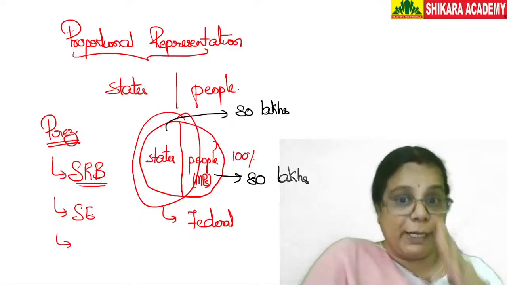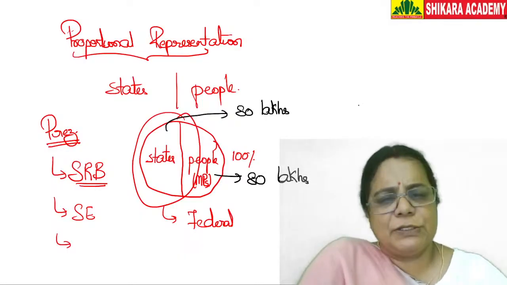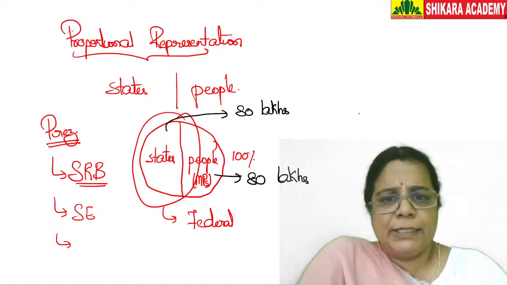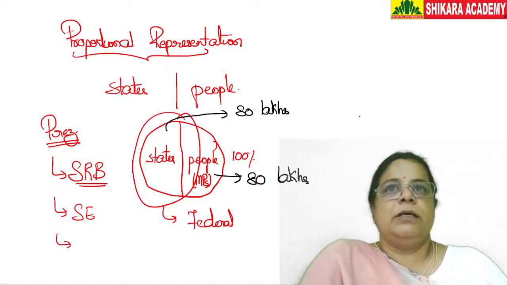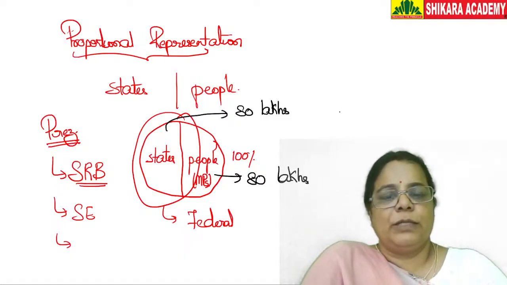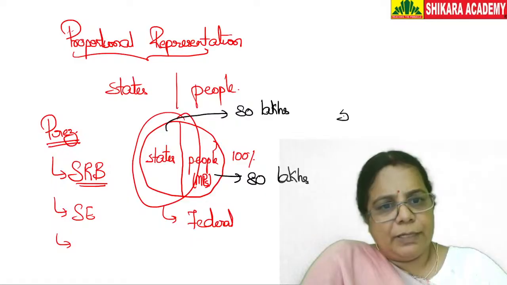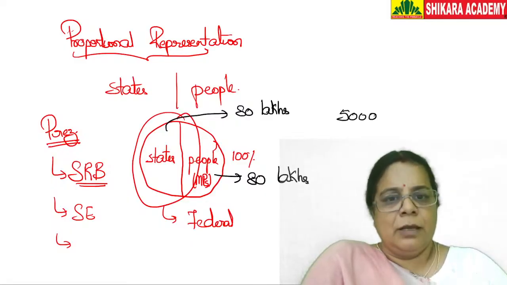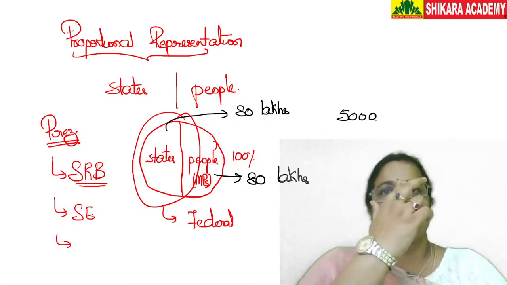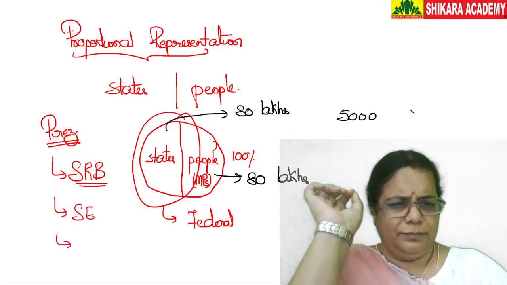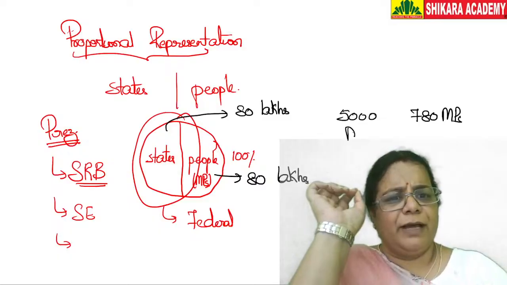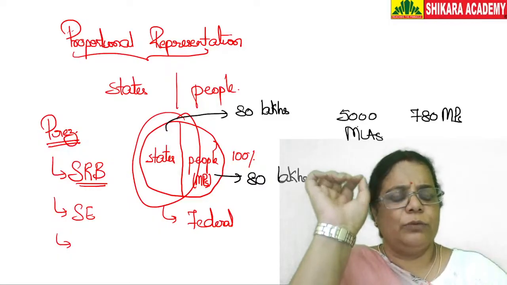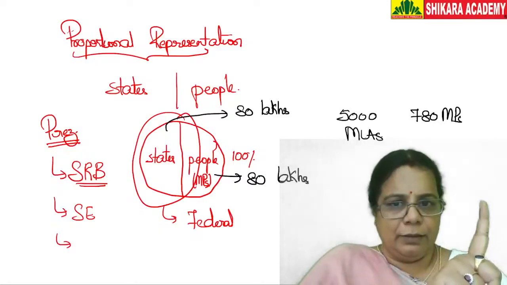Now the question is, why like this? I'll tell you why. So imagine we have 28 states and around 3 union territories with legislative assemblies. Together, roughly, we will have more than 5,000 MLAs. I'm just giving you a random figure here. Now Lok Sabha, Rajya Sabha together, we have around 780 MPs.